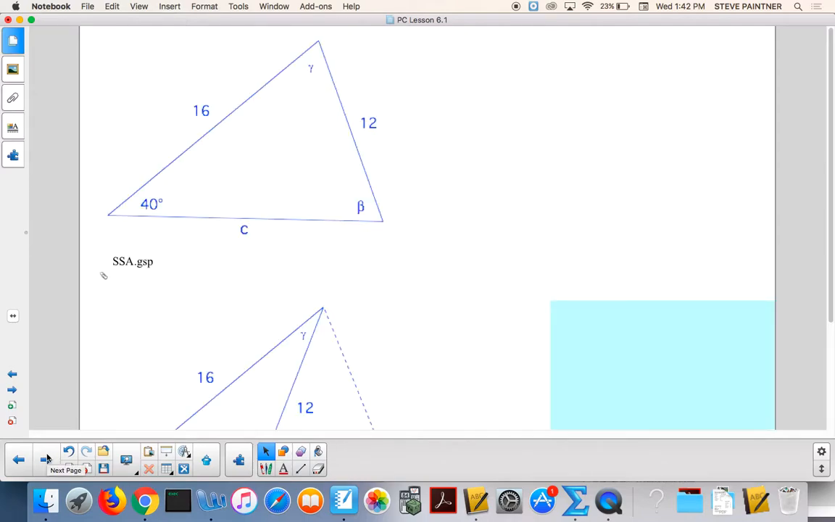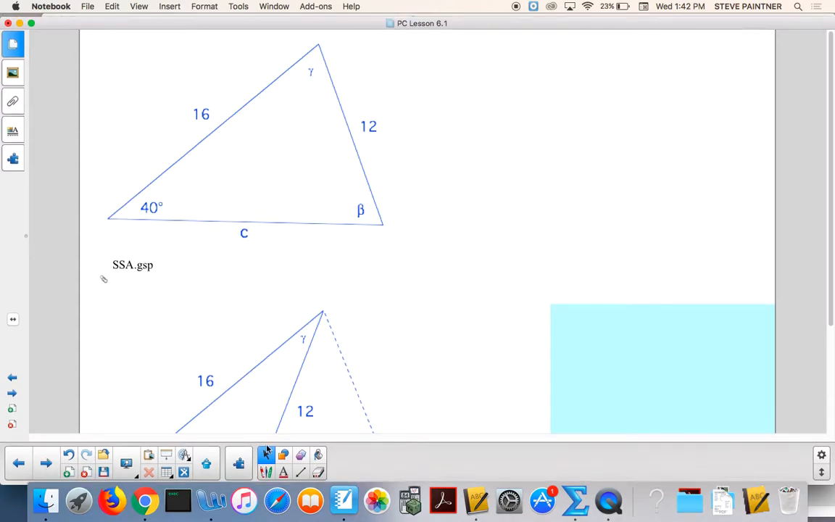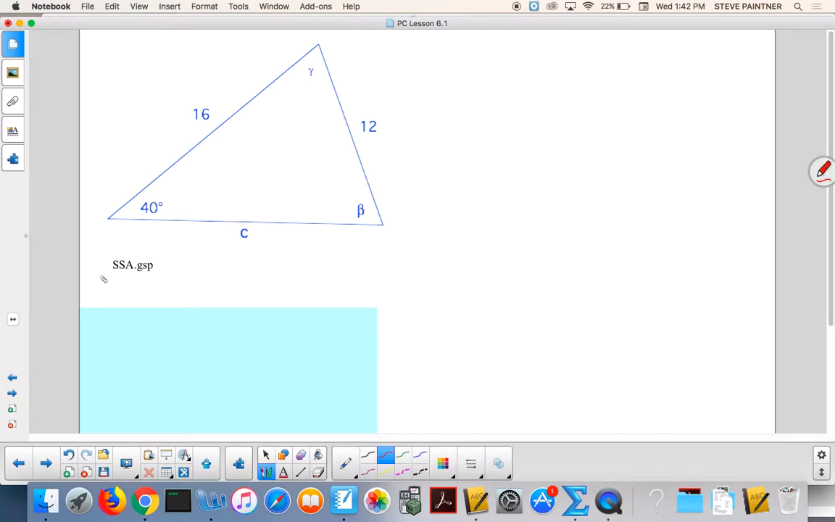Would you please look at this one and just go ahead and solve that. 16, 12, 40 degrees. Let's put some letters in. If this is side C, this is angle C. This is beta, so this must be side B. Well, let's go with A, I guess. I'll put A there. So this is side A. That keeps us all the same, guys.